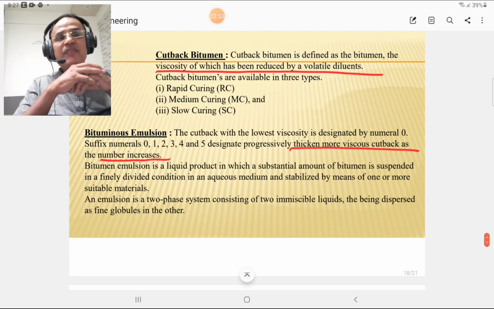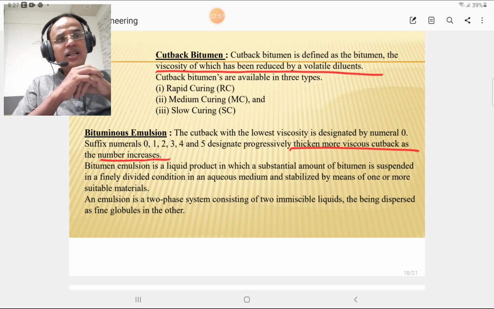Cutback bitumen. Cutback bitumen is defined as bitumen whose viscosity is reduced by volatile diluents. There are three types of cutback bitumen: rapid curing cutback bitumen, medium curing cutback bitumen, and slow curing cutback bitumen.